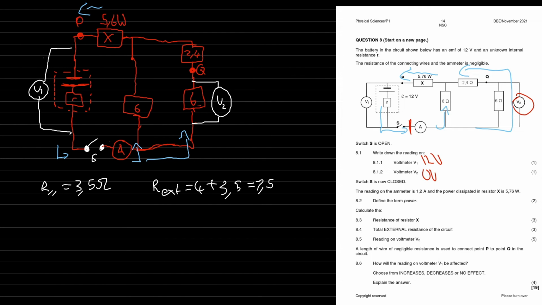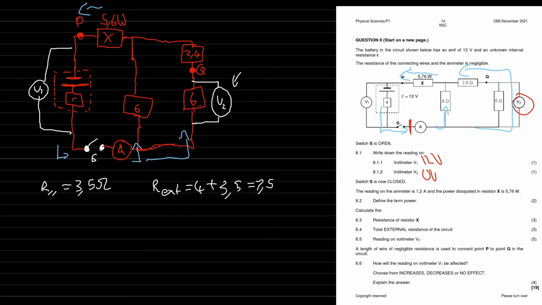The next question is, write down the reading on voltmeter V2. That's this one here. Now, how are we going to get that? Let me explain it. We know that in parallel, voltage stays the same, so whatever voltage is across here is across there. But we also know that the current splits off. The current splits to there and then splits to there.